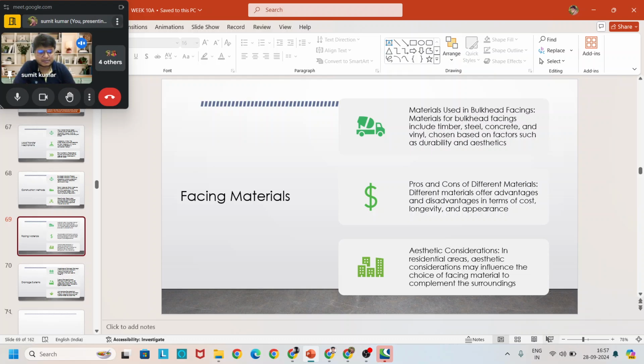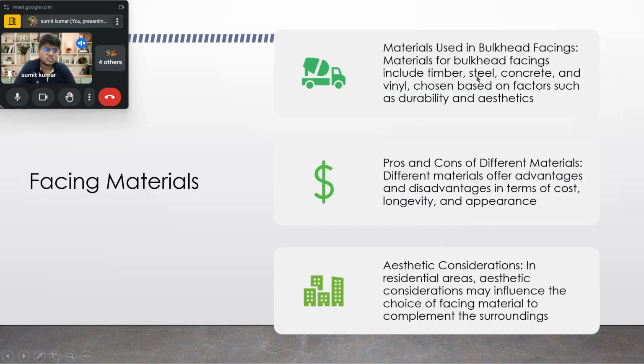When we talk about the facing material, the materials used in the bulkhead facing include timber, steel, concrete, and are chosen based on factors such as durability and aesthetics. As we have seen, the different materials offer different advantages, and it also depends on the cost and the appearance we want at the different places. When we consider aesthetic considerations, in a residential area, aesthetics may influence the choice of the facing material so that it complements the surrounding environment as well.